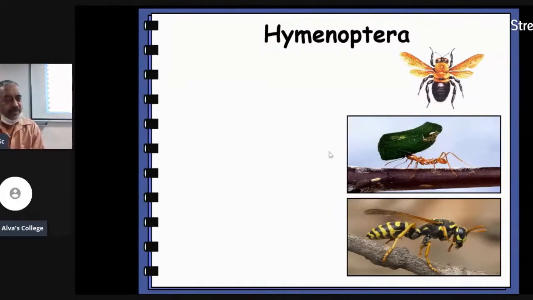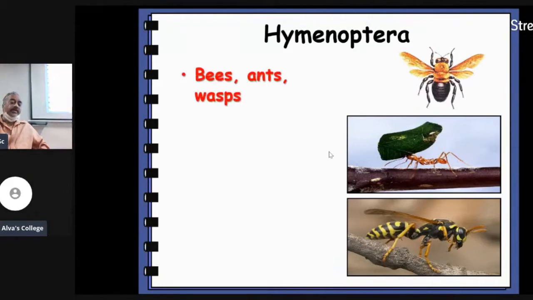Hymenoptera means membranous wings, hymenoptera means a heart. Those insects which contain little hardy wings, not to the extent of beetles, but a slight hardy wing, belong to the order called Hymenoptera. Now, these include bees, ants, and wasps. I'm sure you must have seen all these three kinds of insects.